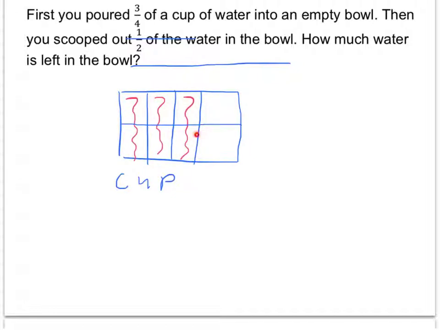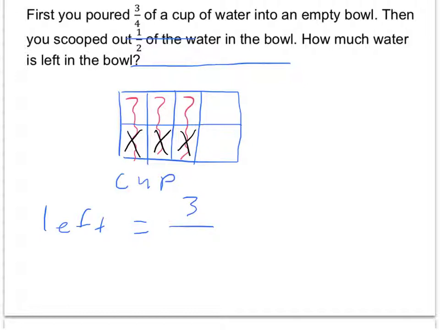Well, really, we should say 3 pieces here and 3 pieces here. So now we're going to scoop out half of that water. So let's say we scoop out that piece and that piece and that piece. And so what's left in the bowl is equal to, well, the 3 pieces on top. So we have 3 pieces left.